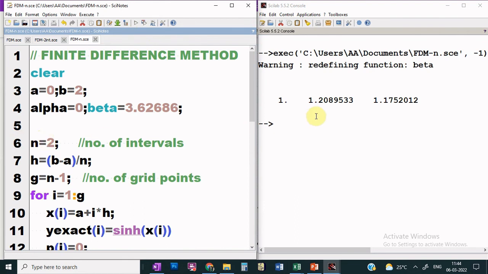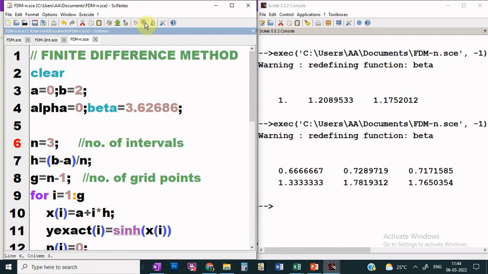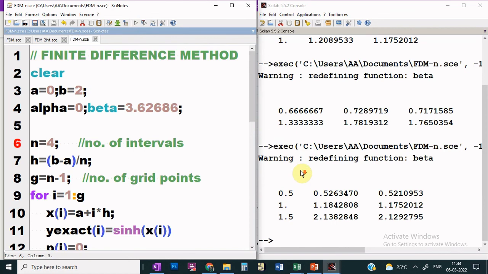So for the 2 intervals case, we are getting this because we have just one grid point. So this is the x coordinate, the calculated value, and the exact value. Now keep on changing the number of intervals and let us test our program. For 3 intervals, we are getting this result. Change the interval to 4 and again run. So we are getting this. So it is working for 2, 3, 4 as it was working earlier. The answers we are getting are exactly the same.